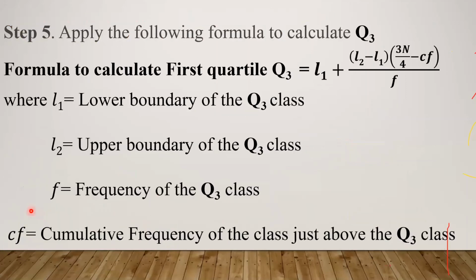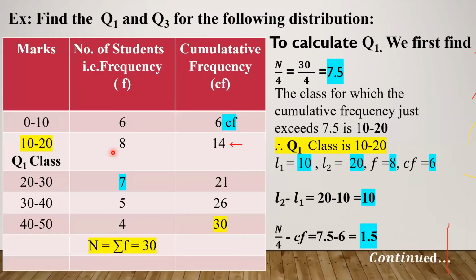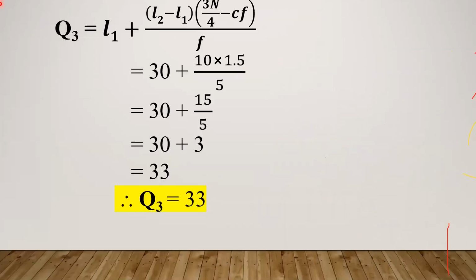In the last step, we apply the formula. So we will write down the formula first. This is the formula to calculate Q3. Once you solve 2-3 problems, definitely this formula will get fixed in your mind. It is similar only. Q3 is L1 plus L2 minus L1, which is nothing but the width of that Q3 class, and in the next bracket, in place of n by 4, we have 3n by 4, so 3n by 4 minus CF, divided by F.